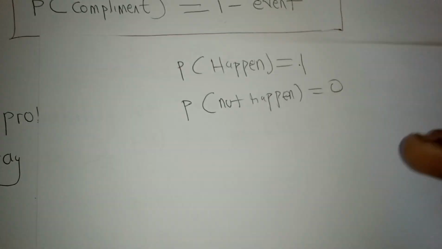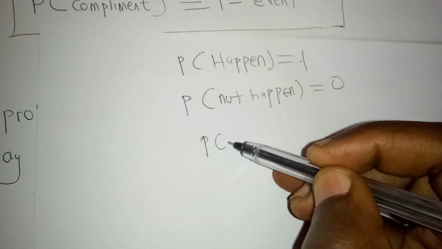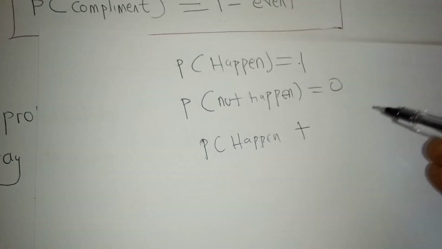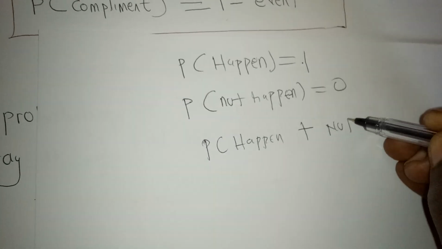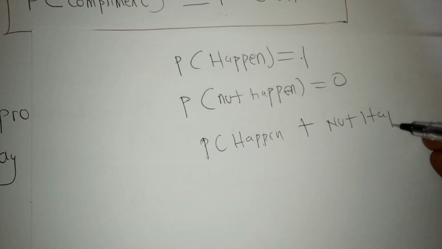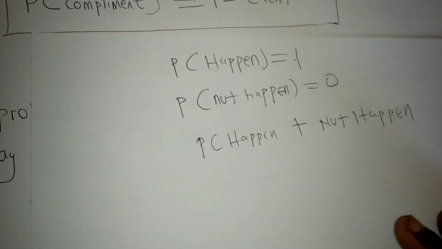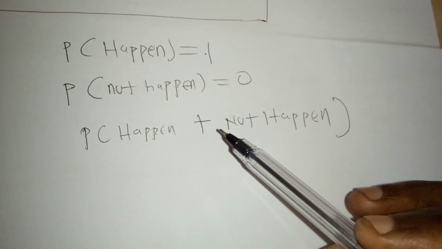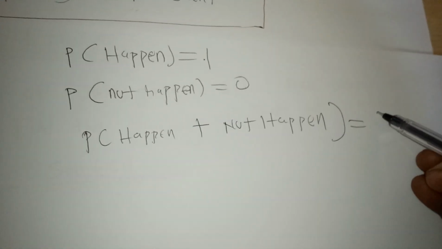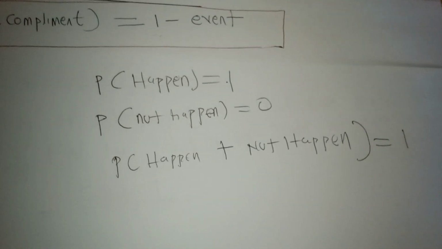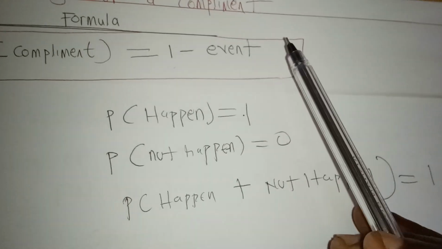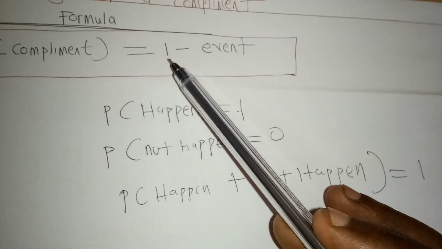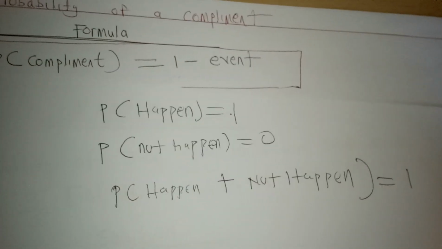So in other words, when we add the probability of something to happen plus the probability of something not to happen, I hope you are following, it should always give us 1. That is the reason you are seeing 1 minus the event, because whatever you subtract and then add back, the sum should be equal to 1.